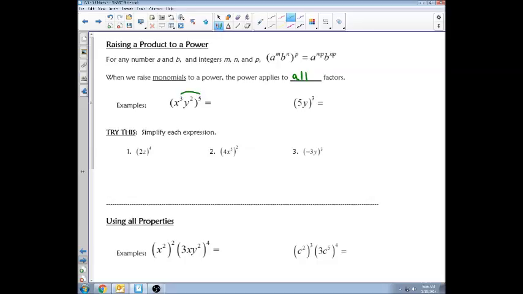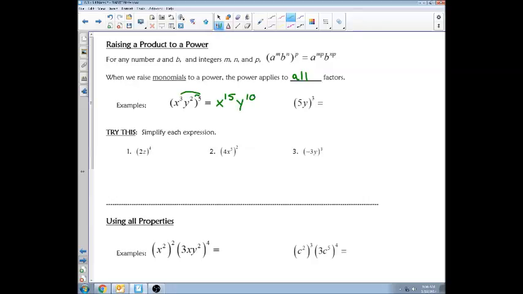I'm going to take the 3 times the 5 to find out what my x will be raised to. So x, 3 times the 5, because it's a power to a power, is going to be 15. Then I'm going to take the y squared raised to the 5th. So 2 times 5 will get me 10.